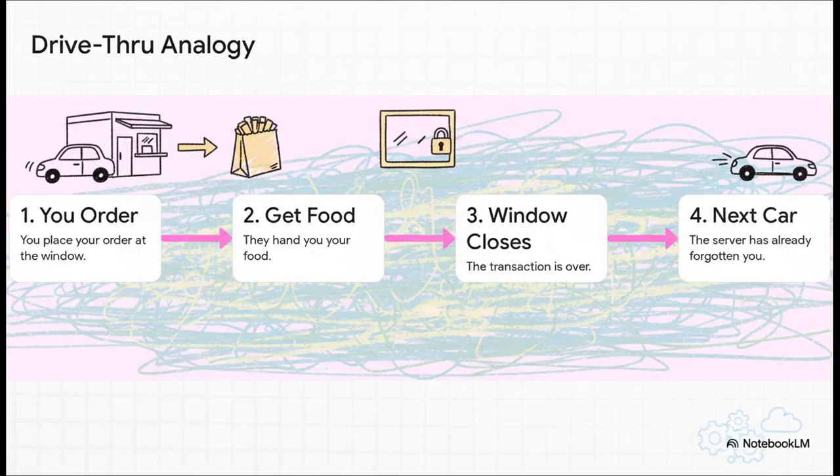Think about it like a drive-thru, you know? You pull up, you place your order, you get your food, and then that little window slides shut. The second the next car pulls up, poof. As far as the server is concerned, you never even existed. That's great for speed, but it means you have to prove who you are over and over and over again. And that's where these authentication methods come into play.